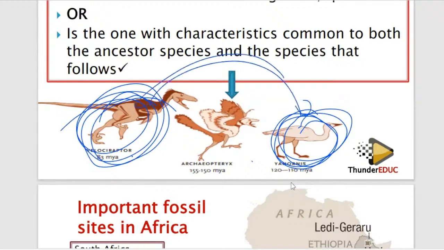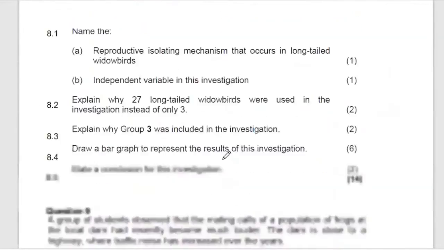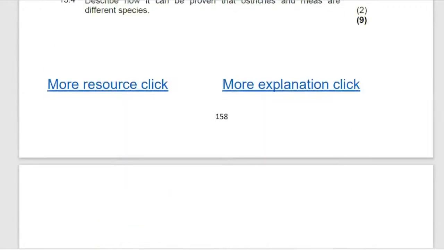How? They can bring two skulls and ask you to give a reason why this is classified as a transitional fossil. Let me see if I can find a skull here, and then I show you what I'm trying to say.